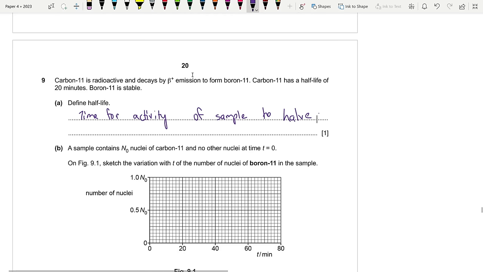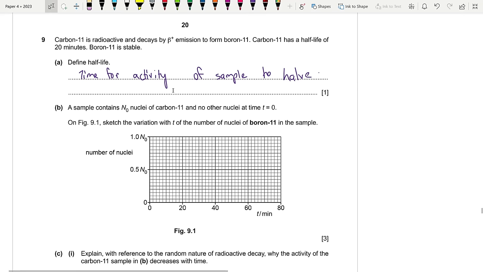Now, a sample contains N0 nuclei of carbon-11 and no other nuclei at time zero. Carbon-11 is radioactive and decays by beta-plus emission to form boron-11. Carbon-11 has a half-life of 20 minutes. Boron-11 is stable, so boron-11 does not decay. On figure 9.1, sketch the variation with time t of the number of nuclei of boron-11 in the sample.